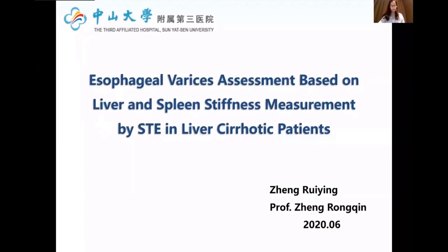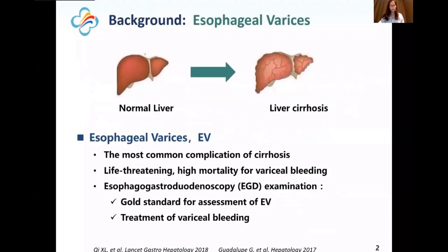Good evening. It is my honor to speak here, and the topic for my speech today is esophageal varices assessment based on liver and spleen stiffness measurement by SWE in liver cirrhotic patients. Portal hypertension and its related complications often occur in cirrhotic patients. Esophageal varices is the most common complication of cirrhosis, and variceal bleeding is life-threatening and associated with high mortality even after effective treatments.